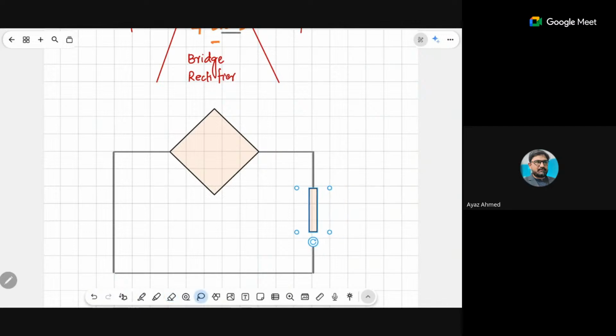So for the output cycle, I have drawn this. This is your load resistor. Okay, now is it clear? The circuit diagram is important. If you get the circuit diagram once, then it will not be a big problem for you. This is a load resistor.